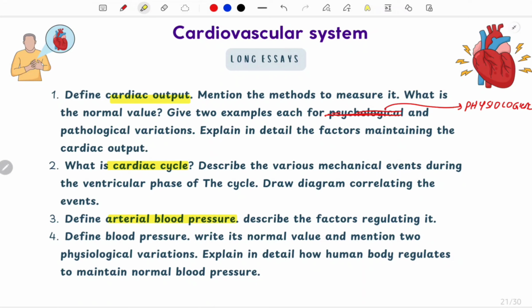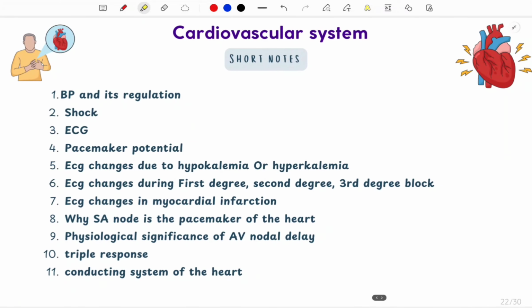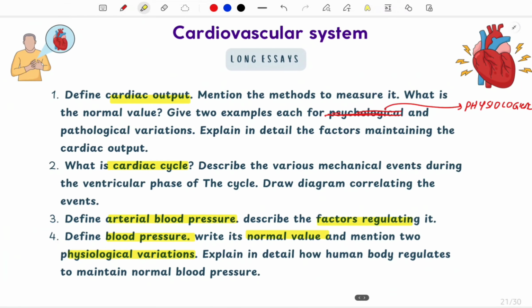Define arterial blood pressure. The next question is about blood pressure. So in general, we need to write about the blood pressure, and describe the factors regulating it, normal value, and the physiological variations. And explain in detail how the human body regulates to maintain normal blood pressure. These are the long essays.